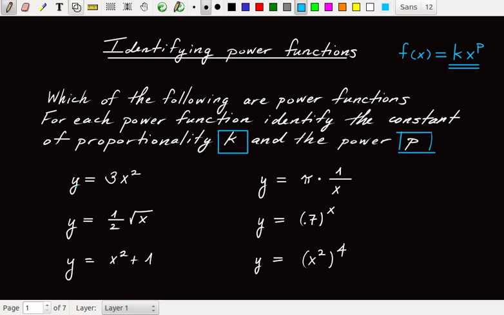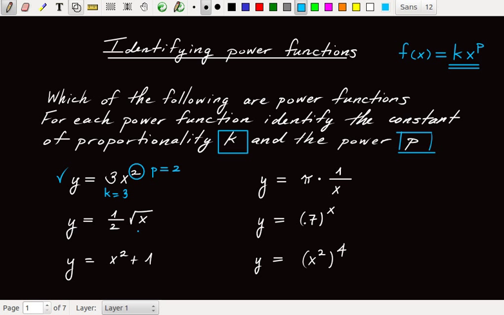So here's the first one, y equals 3x squared. Well, actually, in this case, we are given a power function that's in the form that we expect. Here, k is equal to 3. That's the constant of proportionality. And the power is 2. So p is equal to 2. So that is a power function.